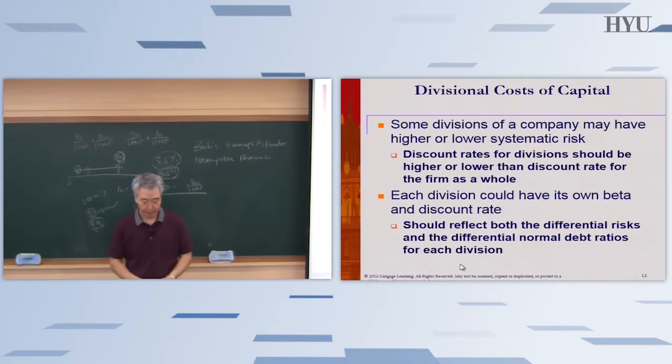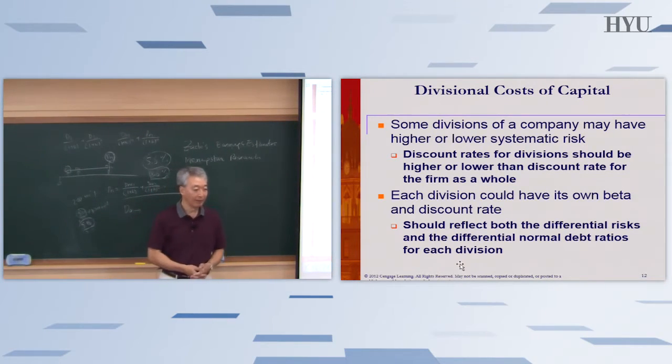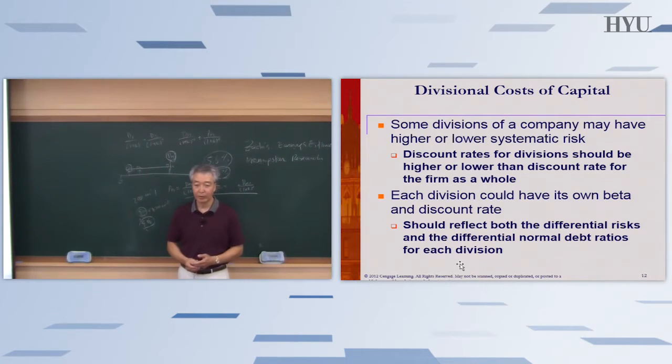Divisional cost of capital, it's a very simple idea. It's no complicated concept here. But sometimes a company has a few different divisions. Why do they have divisions? It's quite a different situation. Think about GE, General Electric. General Electric is not a chaebol. It's a huge company, but it's quite different from Samsung or Hyundai.